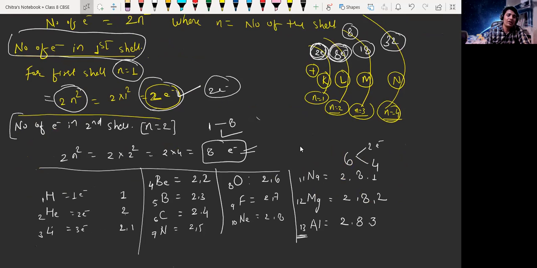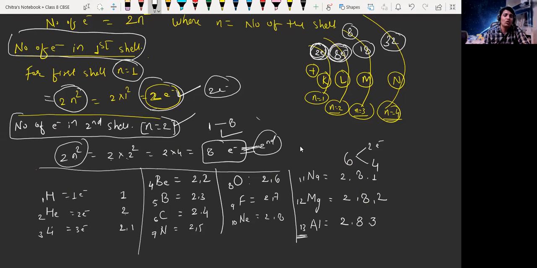Then we have calculated the number of electrons for the second shell. For the second shell n will be 2. So again we have the formula 2n square, and if we place the value of n here, it becomes 2 into 2 square, and 2 square is 4. So 4 twos are 8. So there will be 8 electrons in the second shell, not more than 8. We can fill 1 to 8, maximum 8 and minimum 1.